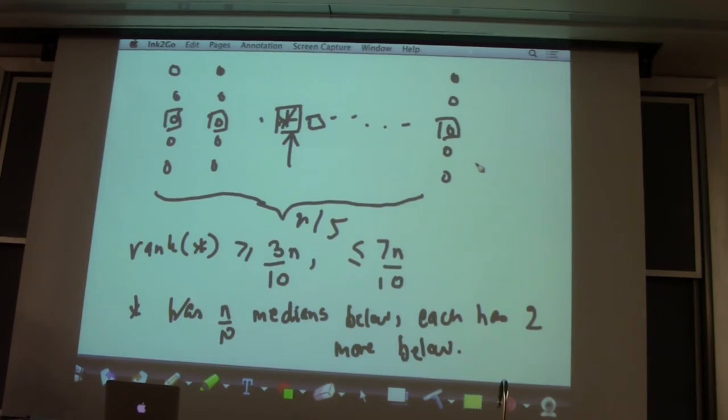But now if I flip it around, it's below a certain number of elements. Each of them has something above them, so its rank is at most something. So it's being pushed from both sides to be in the middle. And that's exactly what we want in this element, that its rank is in the middle. Does that make sense to everyone?